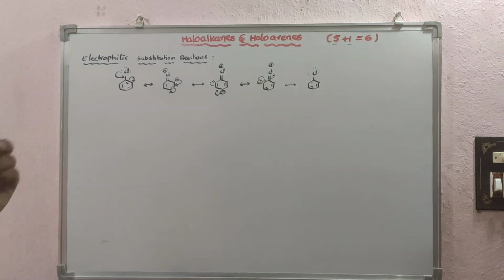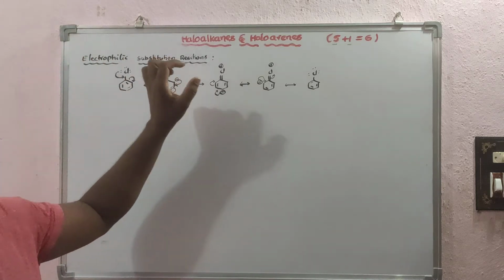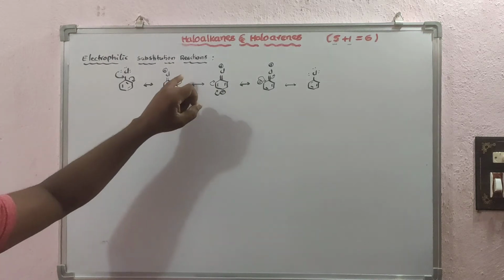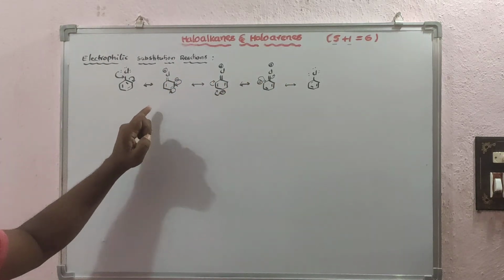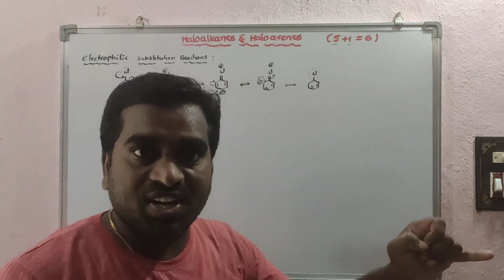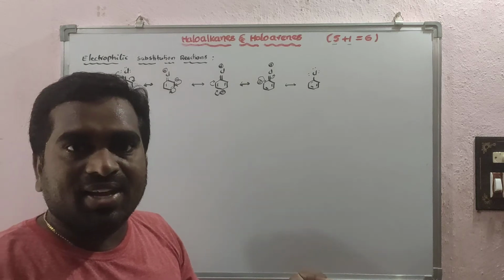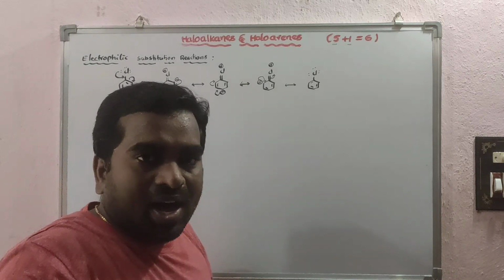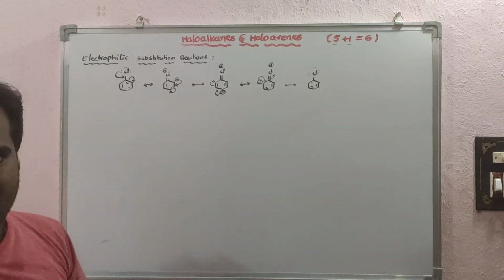Clear? Through resonance, chlorobenzene acquires negative charge on the ortho and para positions. This means the ortho and para positions are electron rich in haloarenes. So the electrophile will attack either the ortho position or the para position. Clear? And we have some reactions.